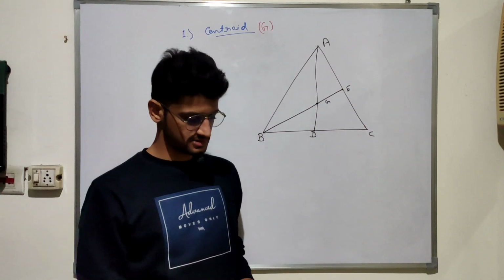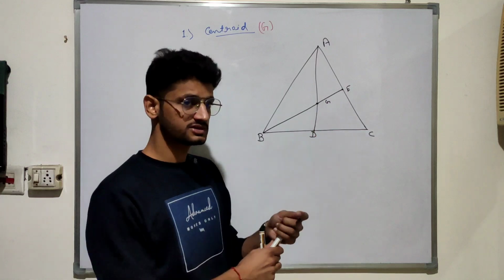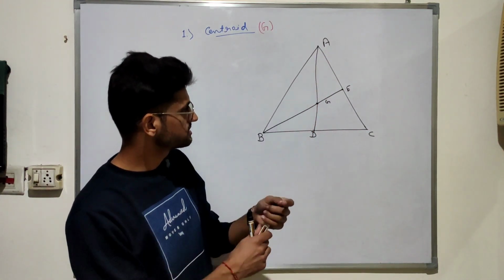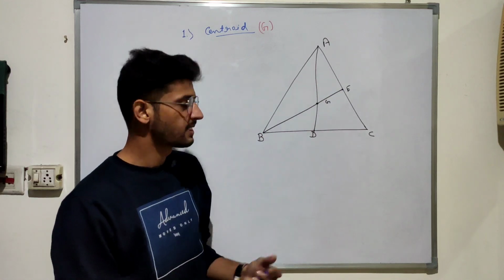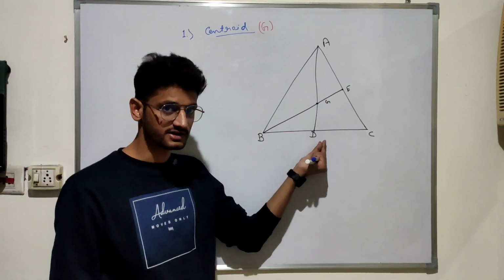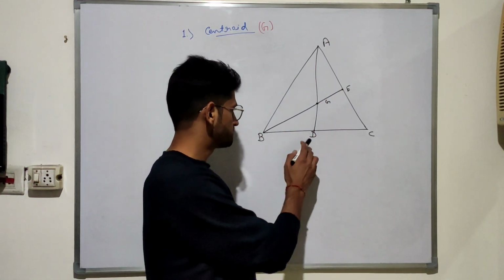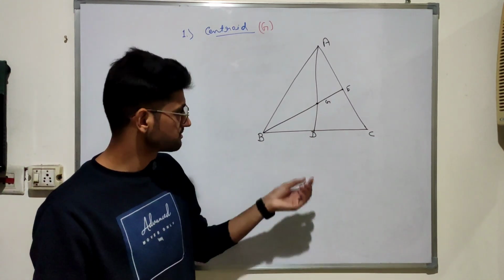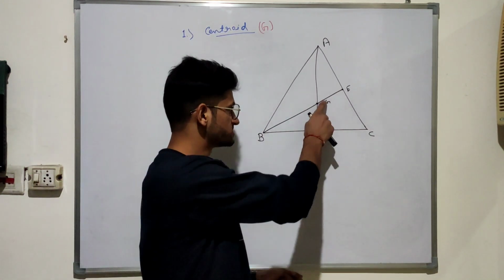Now our concern is to know in what ratio this point G is dividing the length AD. Once we know this, we can easily write the coordinates of point D. And we know that point D is the midpoint of BC. From there we can get some conclusions for point G.